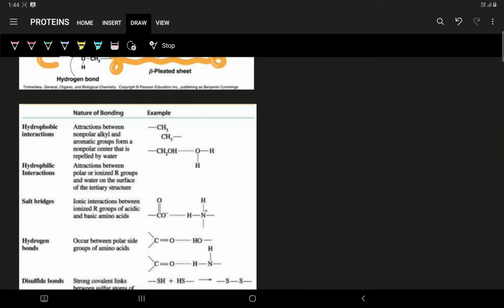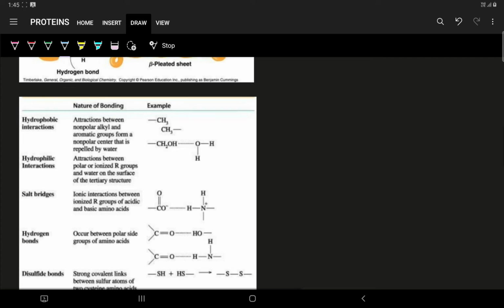Now let us again revise what these intermolecular forces of interaction are. First one is the hydrophobic interactions. They occur between non-polar alkyl and aromatic groups of a non-polar center that is repelled by water, such as in the case of valine. Then come the hydrophilic interactions, attractions between the polar and ionized groups and water on the surface of tertiary structures. Salt bridges or the ionic interactions occur between the ionized groups.